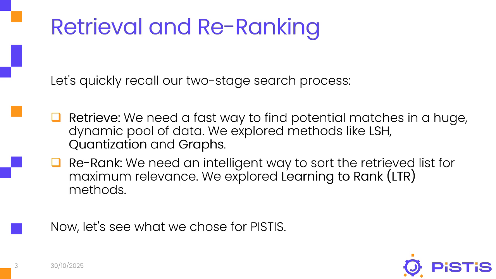First, retrieve. We need a fast way to find potential matches in a huge dynamic pool of data. We've explored methods like LSH, quantization and graphs. Second, re-rank. We need an intelligent way to sort that retrieved list for maximum relevance, and we've explored learning to rank methods for this. Now, let's see what we actually chose for PISTIS.